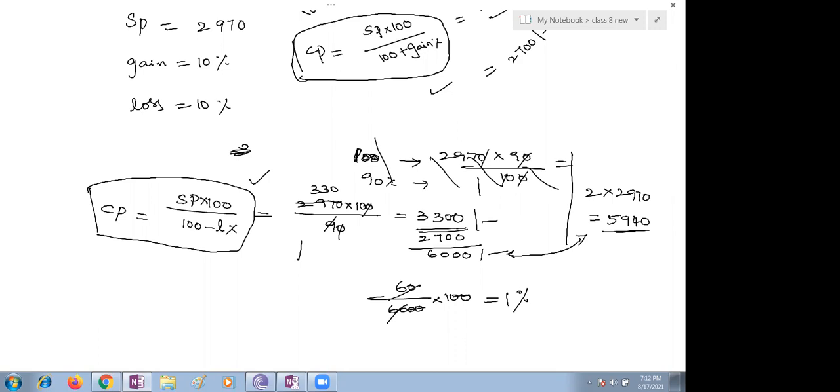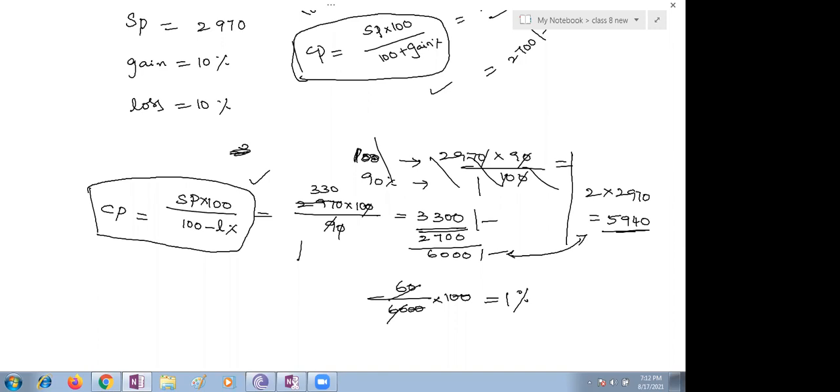Yes. The same way you can find out for the watches question 2, and let me know, Shreya, whether you are getting 1% or not. Yeah, ma'am. Please write down the formulas, children. When SP is given and gain percent is given, how to find CP. When SP is given and loss percent is given, how to find CP. You have to apply these.